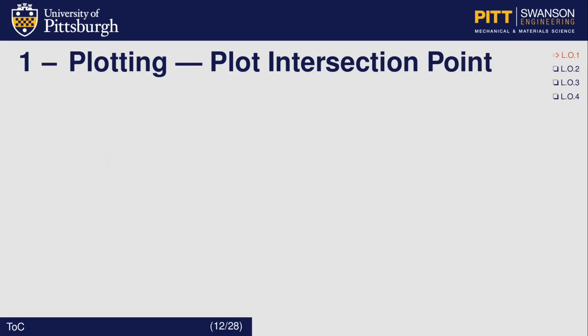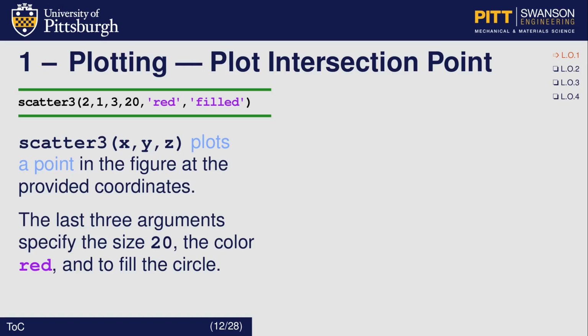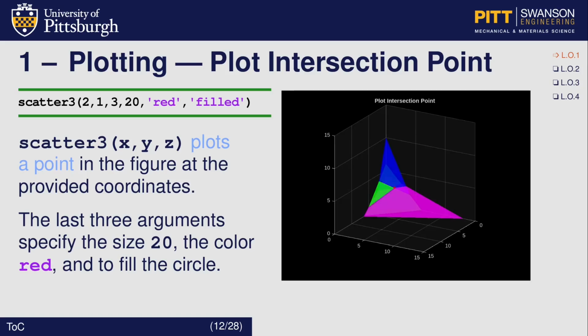Now we already know the solution to the system from the last lecture, which is x equals 2, y equals 3, and z equals 1. We use the scatter3 command with those values as the first three arguments to plot a point in those coordinates. Note that because the y-axis is oriented on the z-axis in MATLAB's figures, those values are switched. The last three arguments in this command are used to specify the size of the circle as 20, the color to be red, and the circle to be filled in. Now the plot looks like this.